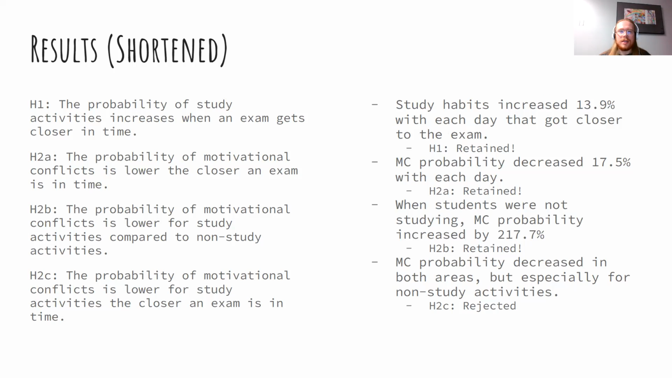H2C is probably the most important one out of all of these, and I'll get to why. The probability of motivational conflicts is lower for study activities the closer an exam is in time. So H2A concluded that the probability of motivational conflicts overall decreased, but this was actually especially true for non-study activities. So they ended up rejecting H2C. And I'll get into that later. This is very interesting because students were still confident that they were doing what they should be doing, even when that activity wasn't studying as the exam got closer.